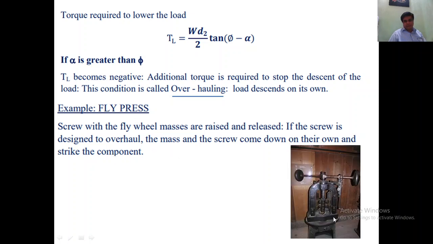So here you can see this is a fly press, and you can see a certain amount of load is already there in this, and this is the power screw. When you rotate it anti-clockwise, it will move up, and when you just leave this bar or handle, it will descend by itself. So a compressive load is applied on this component here, and that is called overhauling of the press, a power screw. So this is the overhauling concept.